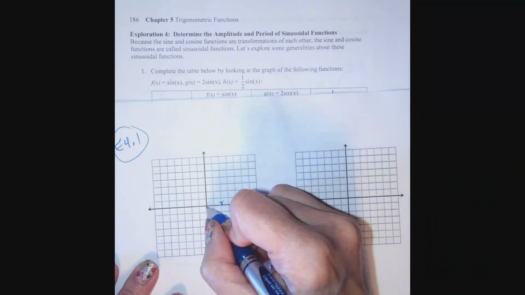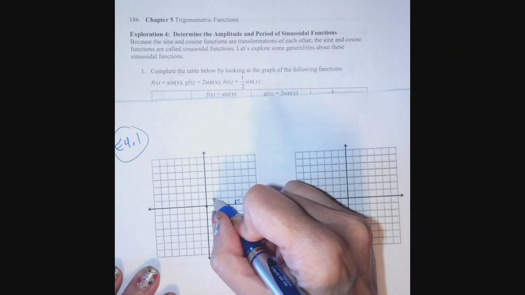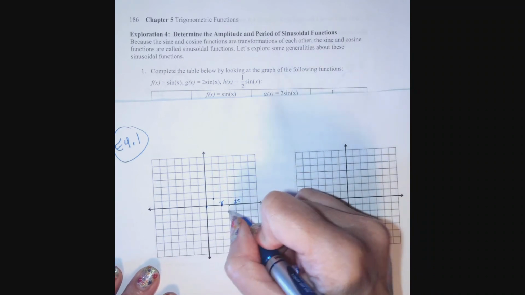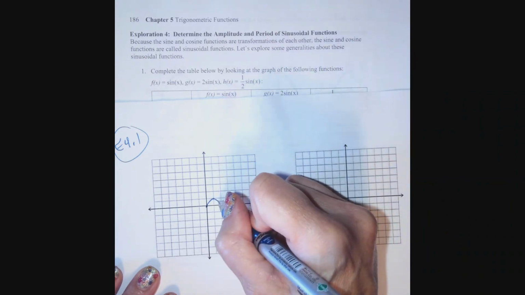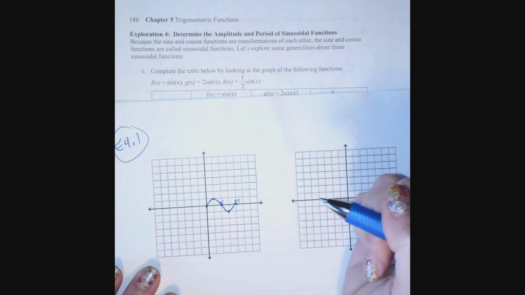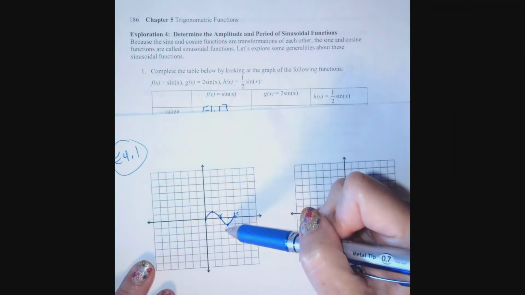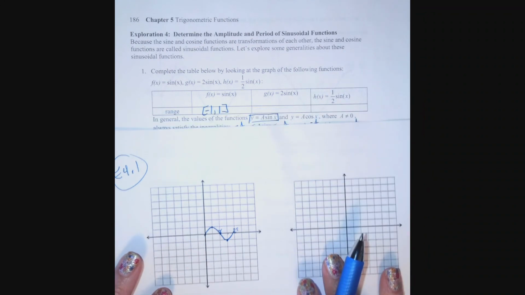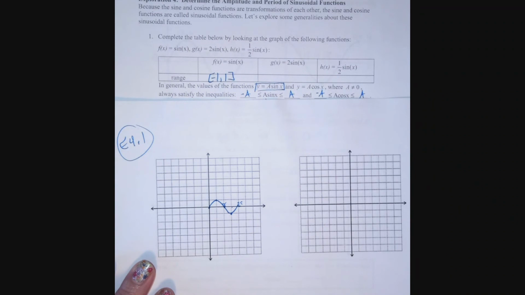Sine starts at center, so f of x is going to be center, peak, center, trough, center. That is 1 cycle of y equals sine x. F of x equals sine x. My amplitude is 1, so my range is from 1 to -1. All right, let's do the next one.